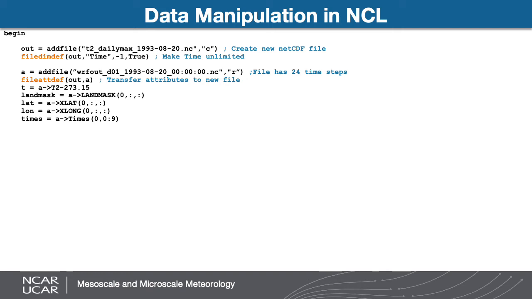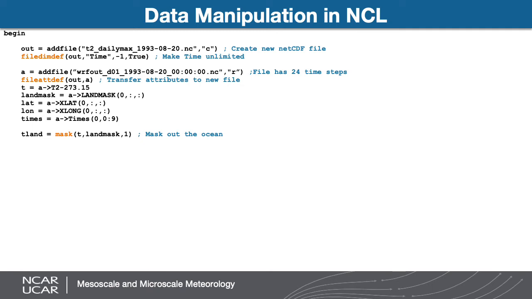Next, we're going to read in temperature. For this example, we want temperature in Celsius, so we're going to read in T2, subtracting 273.15 as WRF outputs in Kelvin. We're also going to read in our land mask, our latitude and longitude, and the times variable.